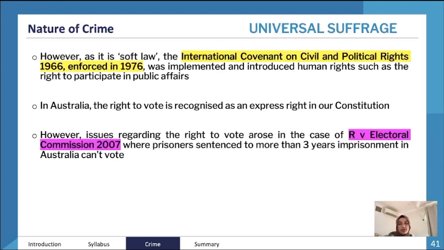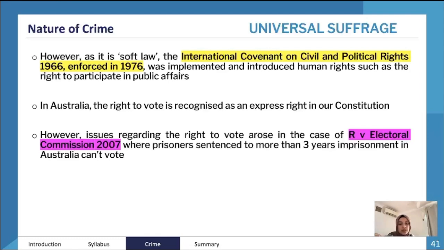The International Covenant on Civil and Political Rights 1966 was enforced in 1976 and was implemented and introduced basically human rights such as the right to participate in public affairs, saying that, okay, you are living in this country, you're impacted by the decisions made by the government, so you have the right to choose who you vote into government. In Australia, the right to vote is recognised as an express right within our constitution, so that's going to be very difficult to change. Taking something out of the constitution is very difficult because, if you remember anything from prior studies, you may remember something called a referendum, which needs to be held in order to change that.